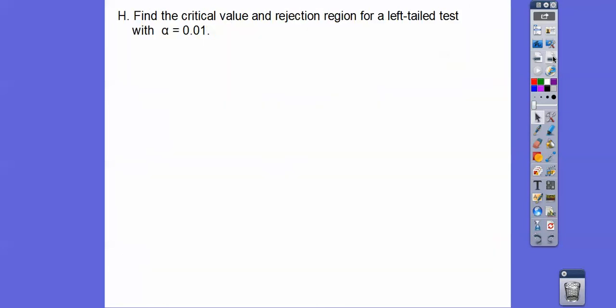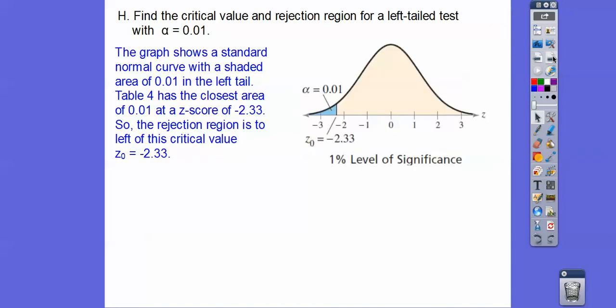exact area, okay? So find the critical value and rejection region for a left-tailed test with 1%, okay? So if we looked up 1% in the body right there, we'd find it, I think it was at 0.0099. I think we got a z-score of negative 2.33. Okay, so the rejection region would be any z-score that's to the left of that, okay? How about this one here?